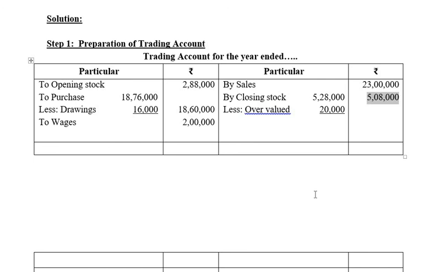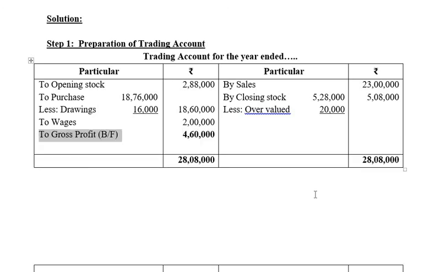Now we calculate the totals of the debit side and the credit side. The total of the credit side is 28,08,000 rupees. The sum total of the debit side is 28,28,000. So the difference amount is 4,60,000. That should be considered as gross profit, a balancing figure. Gross profit is 4,60,000 rupees. So this is the trading account.